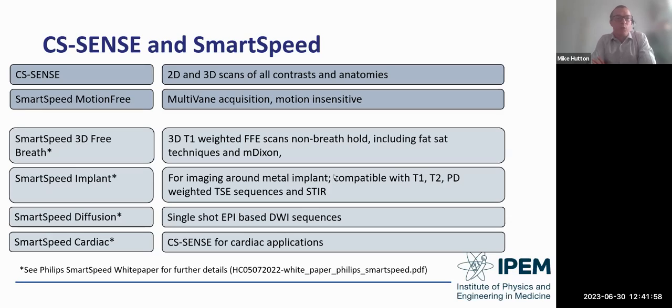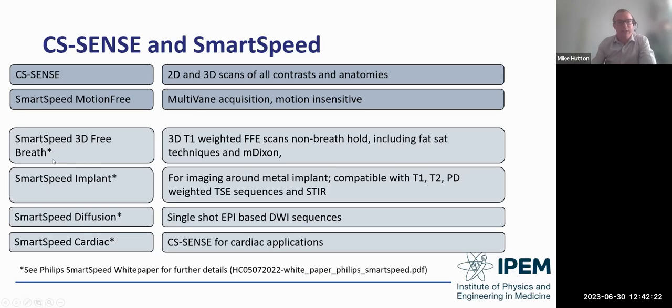And it can be applied very widely, so 2D and 3D scans of various contrasts and anatomies as well. SmartSpeed MotionFree is a multi-vane type acquisition. So it's motion insensitive acquisition, and you can now apply CS SENSE to those acquisitions, whereas previously you could only apply SENSE.